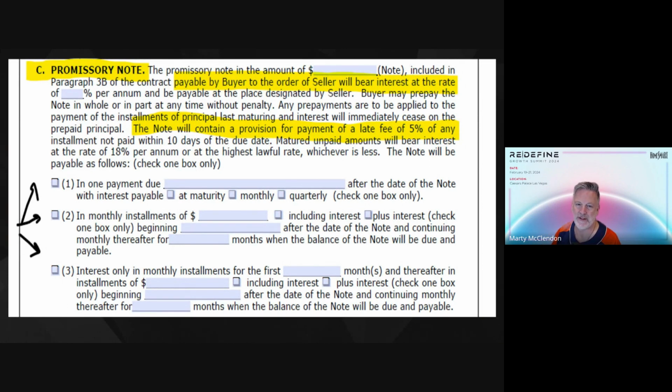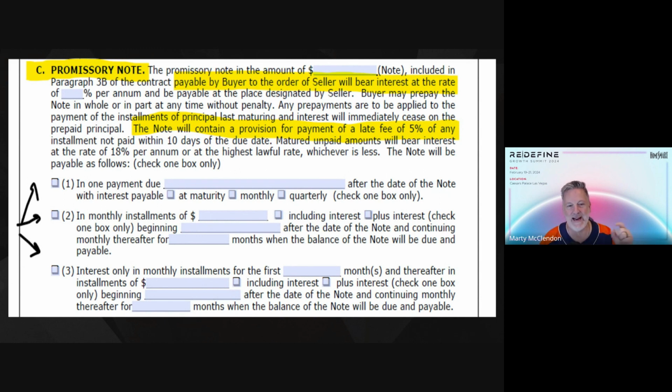payable by buyer to the order of the seller, will bear interest at a rate of, okay. So that's when you negotiate. What's the rate? You know, the going rate for a mortgage is now 6.5%, 7%, right? Or even higher. Let's say the seller wants to do it for 6 or make it attractive, or 5 or 10, whatever. Buyer may prepay the note in whole or in part at any time without penalty. So no prepayment penalties. They can pay it off in a year, 2 years. They can refinance it, whatever it may be, when their credit is better. Any prepayments are to be applied to the payment of the installments of principal last maturing, and interest will immediately cease on the prepaid principal.